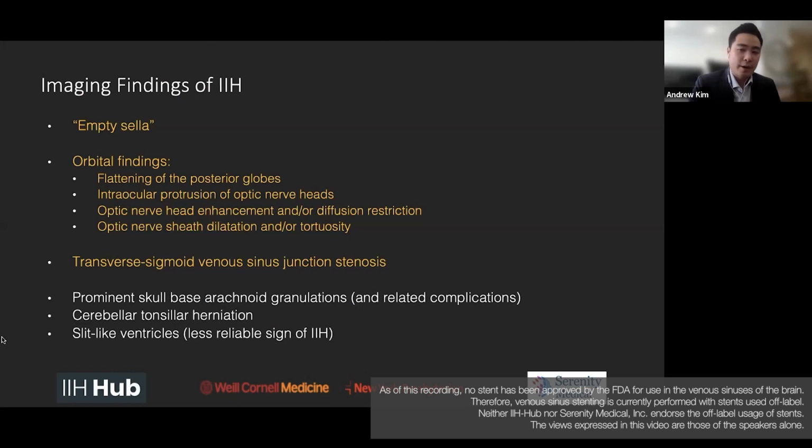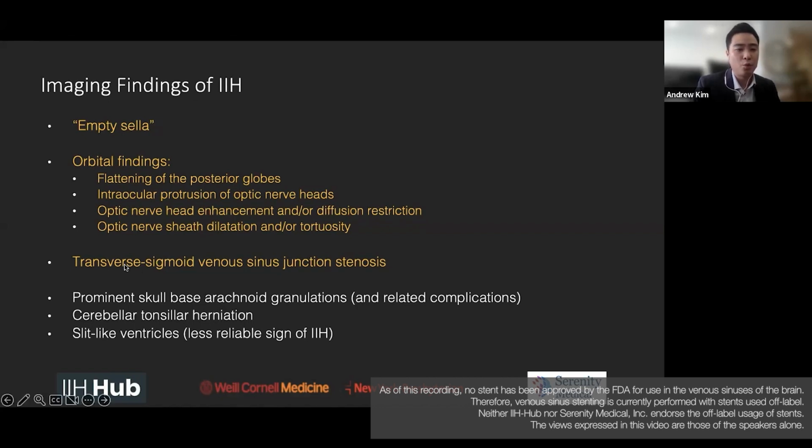Here's a list of the imaging findings that we'll be going through. We have a list here. Some of them are highlighted in orange. Those will be the more common findings that you'll see and that you'll look for in IIH imaging. So just keep that in mind.